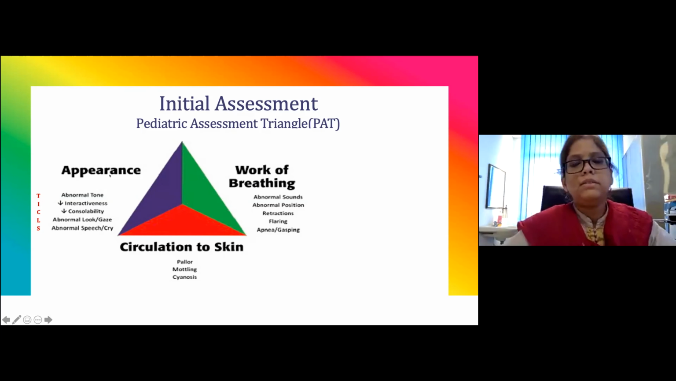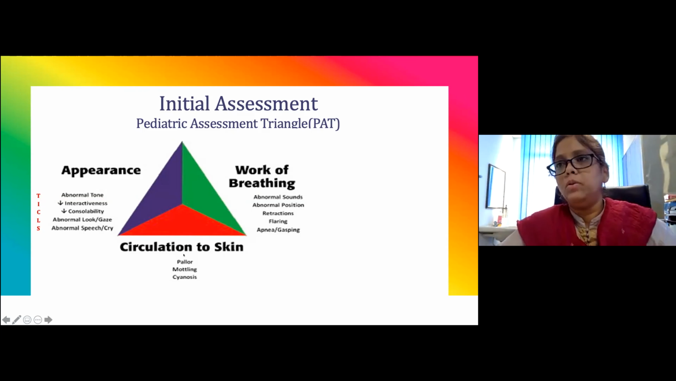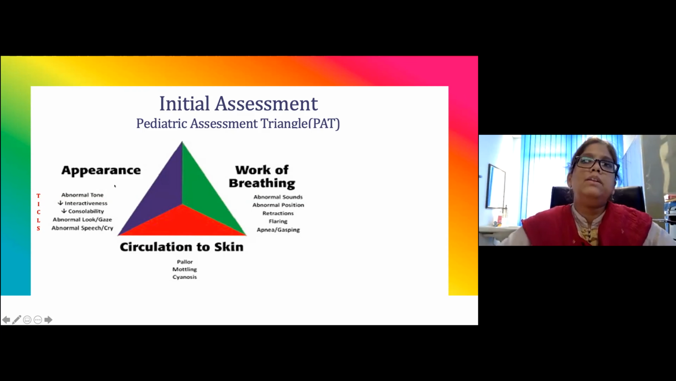This is the pediatric assessment triangle, and it comprises 3 components. One is the appearance. Appearance is basically a marker of primary brain dysfunction. The second one is the work of breathing, which signifies a respiratory problem. And the third one is the color or circulation to the skin, which signifies circulatory dysfunction if any abnormality is present.